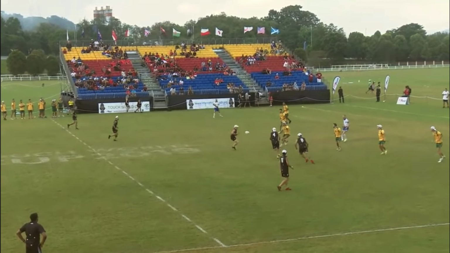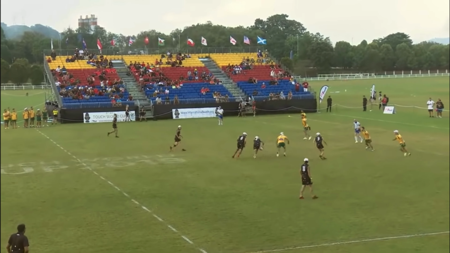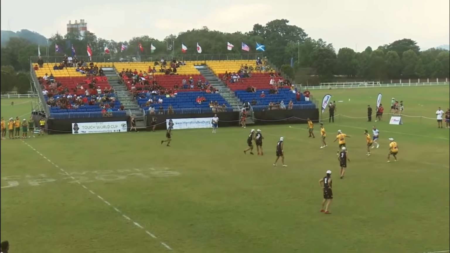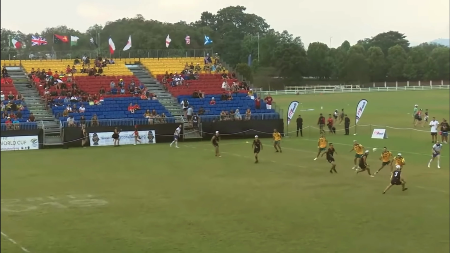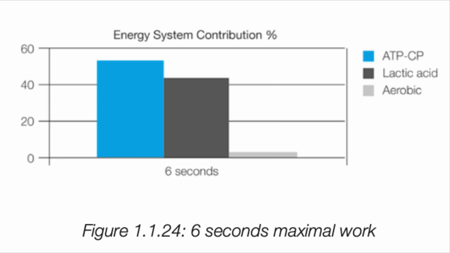At the 6-second mark of the game, Norman bursts off the defensive line to get a defensive touch, and by the first 10 seconds of the game, Norman's creatine phosphate stores began to deplete rapidly due to repeated high-intensity bursts. At this point in time, Norman has undergone 6 seconds of maximal work, and his energy system contribution is approximately 57.5% ATP-CP, 40% lactic acid system, and 2.5% aerobic system.